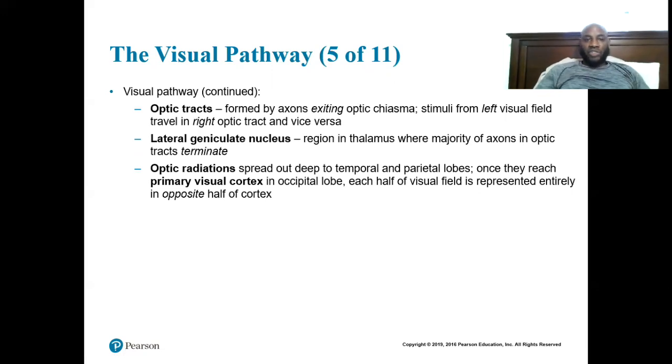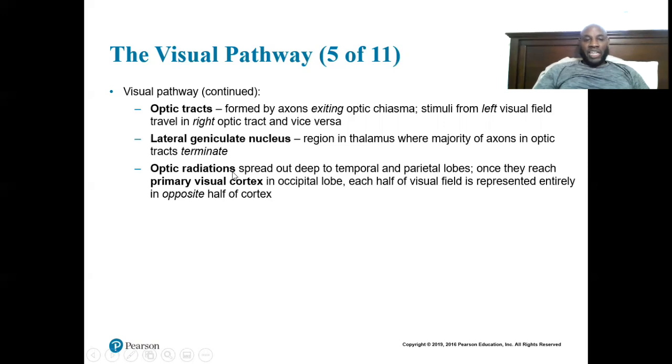All right, so we have the optic tracts formed by the axons exiting the optic chiasma. So stimuli from the left visual field travel on the right optic tract and vice versa. So stimuli from the right visual field travel on the left. Then we have the lateral geniculate nucleus region in the thalamus. Remember the thalamus is in the diencephalon. That's sort of like our control center, it sends information, decides where the information is going to go. The thalamus is where the majority of axons of the optic tract terminate.